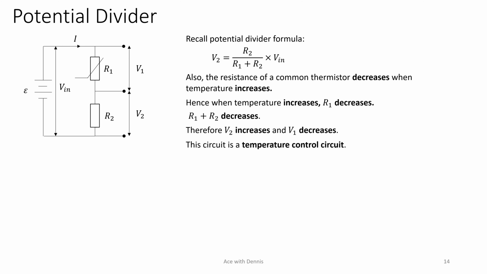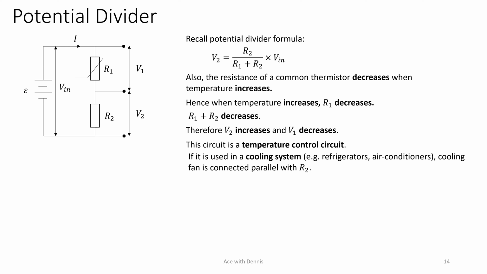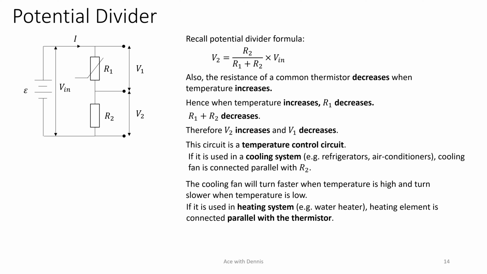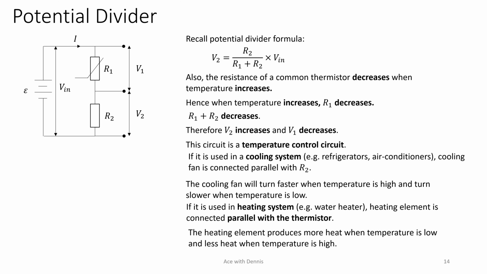This circuit is a temperature control circuit. If it is used in a cooling system, examples are refrigerators and air conditioners, a cooling fan is connected in parallel with R2. The cooling fan will turn faster when temperature is high and turn slower when temperature is low. If it is used in a heating system, for example, a water heater, the heating element is connected in parallel with the thermistor. The heating element produces more heat when the temperature is low and less heat when the temperature is high.